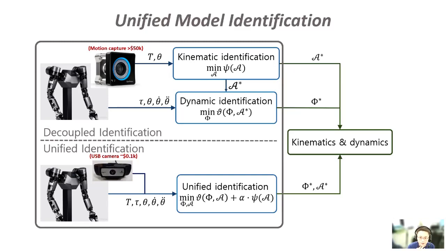But our method is able to identify the dynamics with just a cheap USB web camera as accurately as an expensive motion capture system. Even in the future, when personal robots become more affordable to everyone, it will be still unlikely that every house has its own motion capture system, which costs more than $50,000. So we believe that our unified identification can be a practical solution that allows people to calibrate their robots with more accessible sensors.